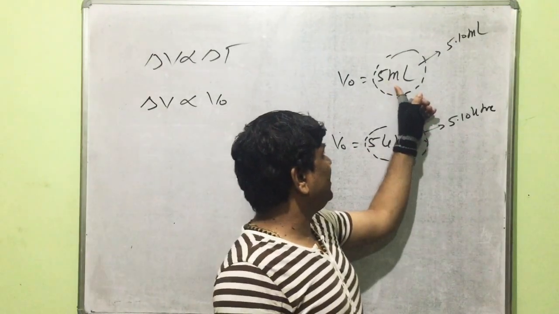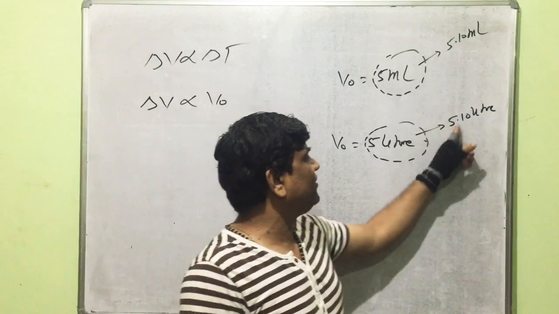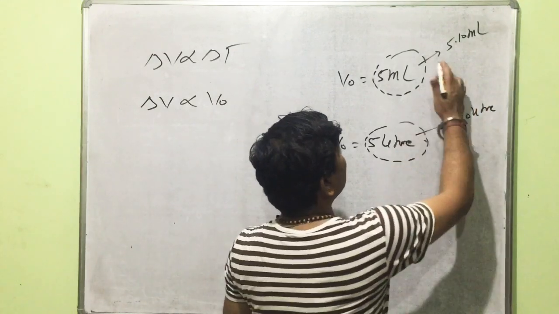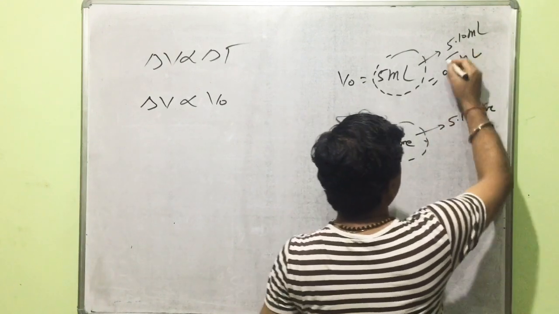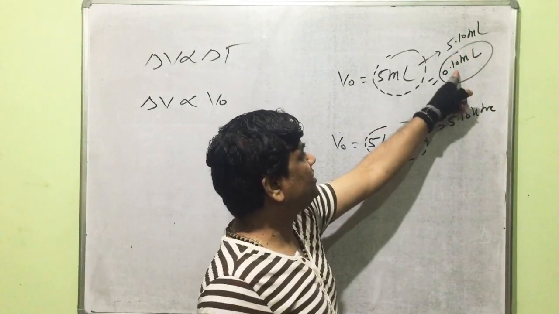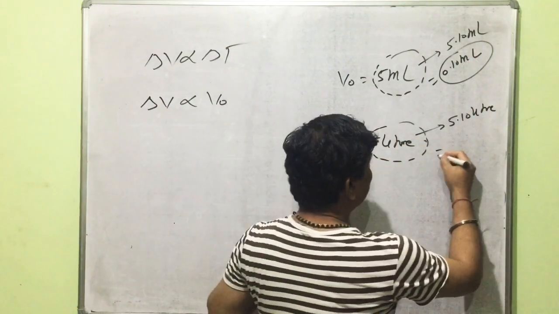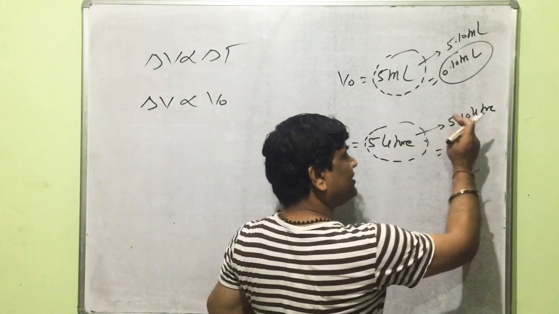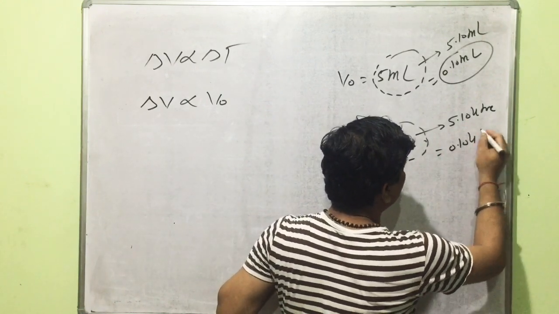So this expansion is 5 milliliter to 5.1 milliliter. Now this expansion is 5 liter to 5.1 liter. What is the change in volume? It is 0.1 milliliter. Now this is a change in volume, 0.1 milliliter. And this value is equal to 5 liter to 5.1 liter. What is the change in volume? It is equal to 0.10 liter.